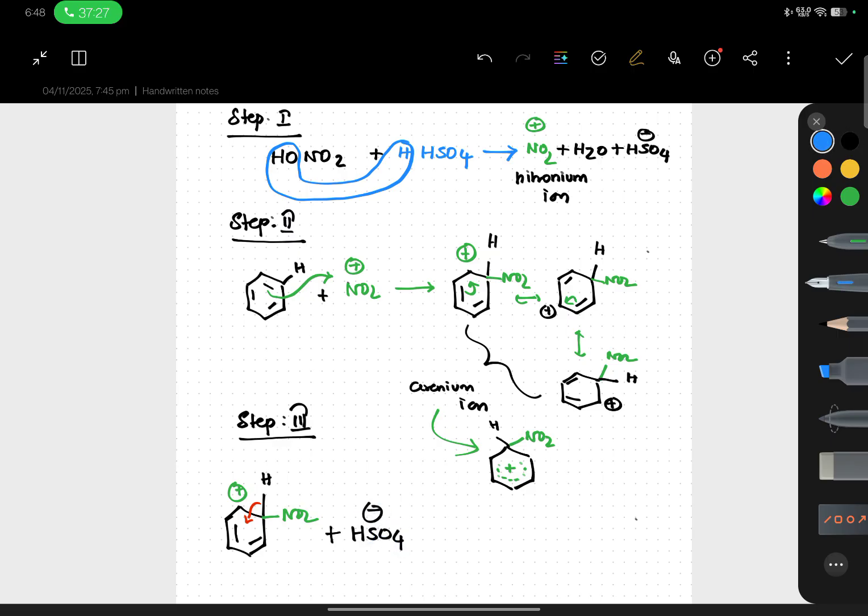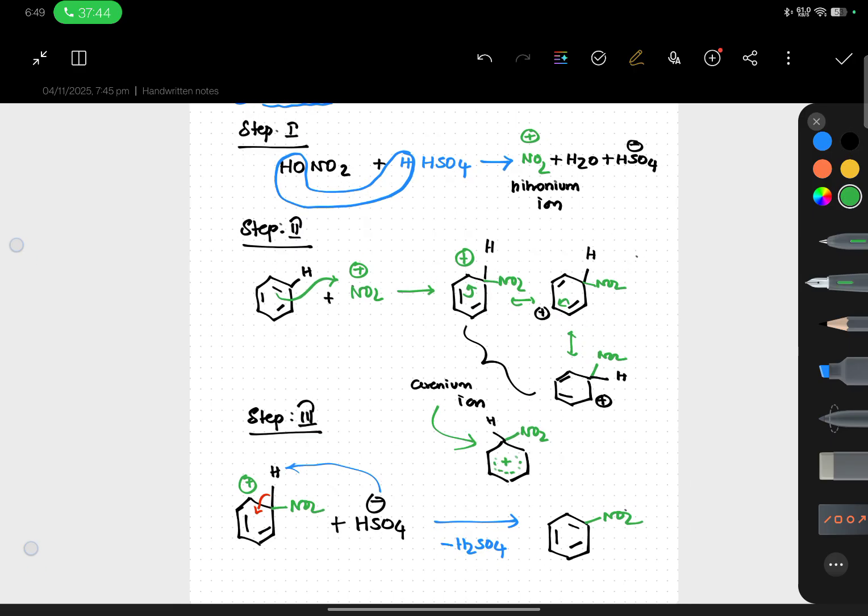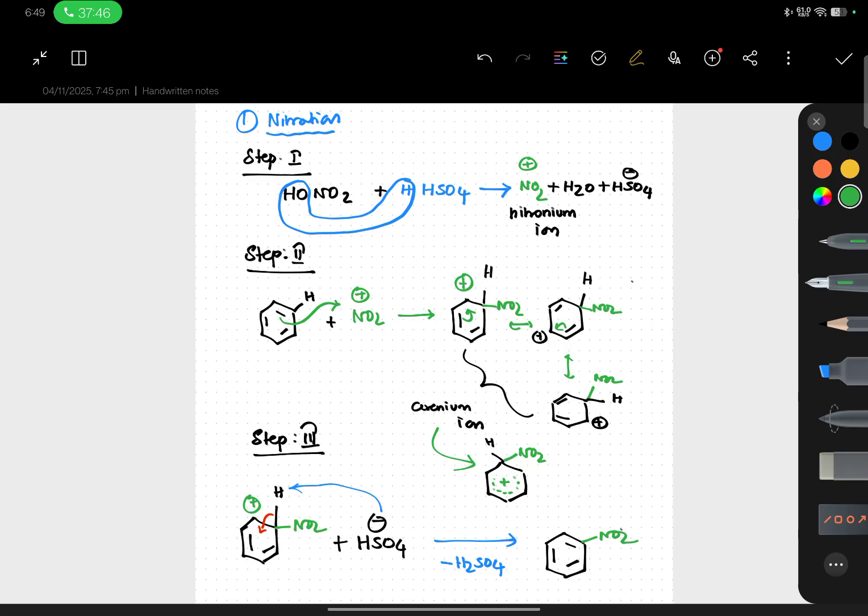So this HSO4 minus will take the proton, so you'll get minus H2SO4. So the sulfuric acid is regenerated. At the same time, nitrobenzene is formed. So this is about nitration. Copy, ma?